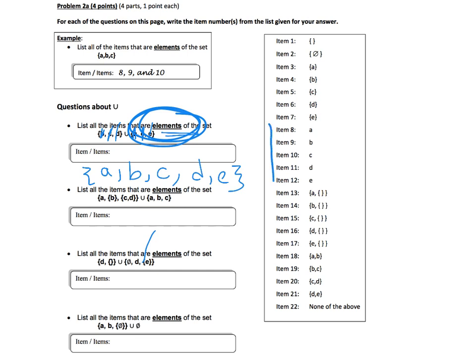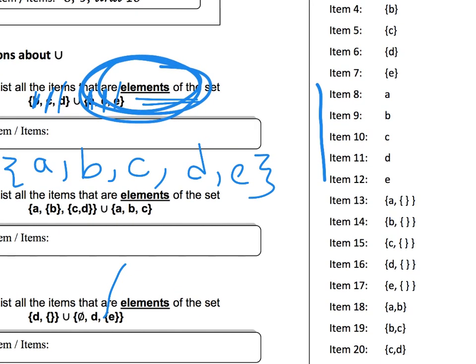And so our answer, I'm going to make this a little bit bigger so I can write, is going to be 8 is A, 9 is B, 10 is C, 11 is D, and 12 is E. Should be a 12, right? And there's a 10. Okay.